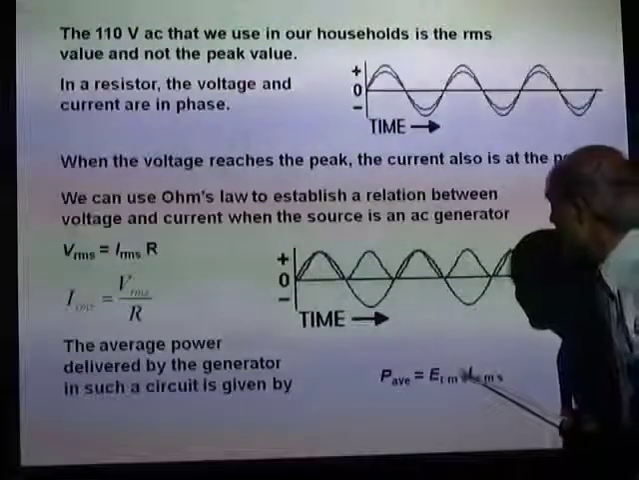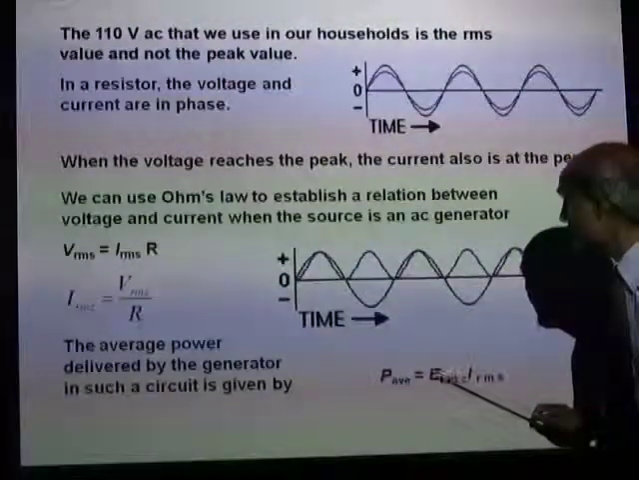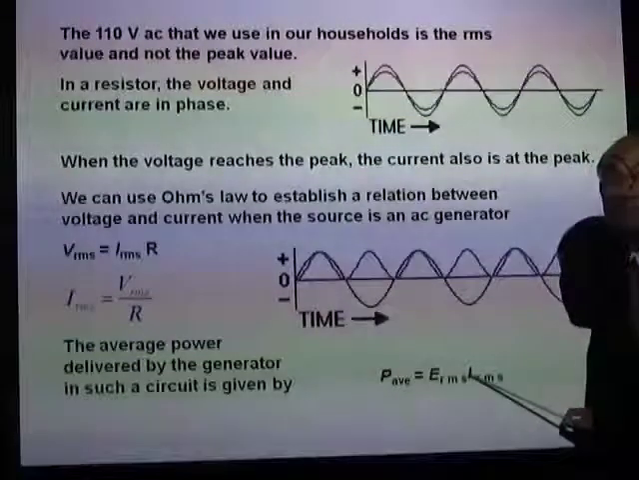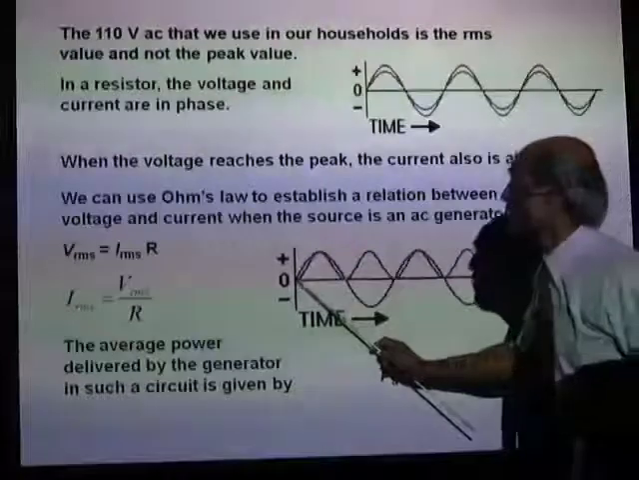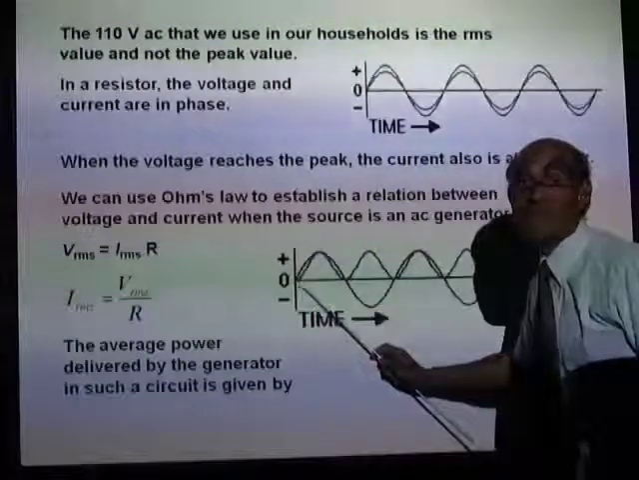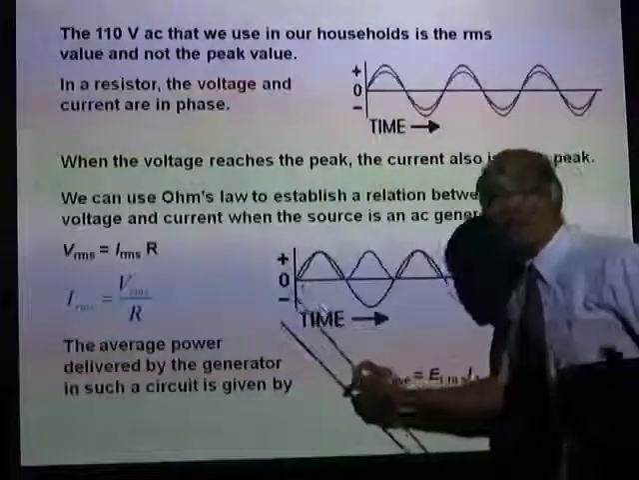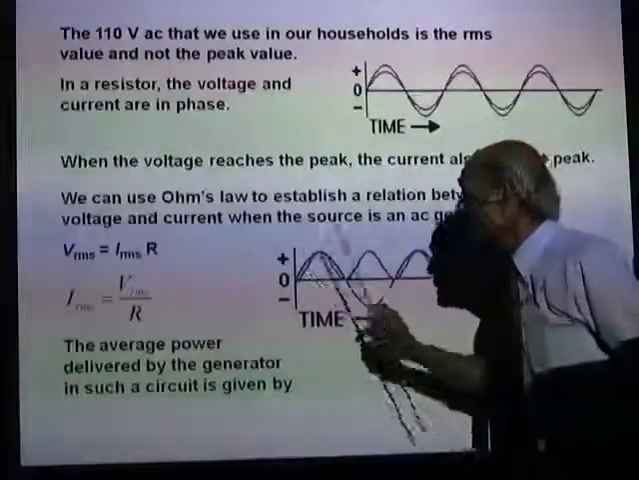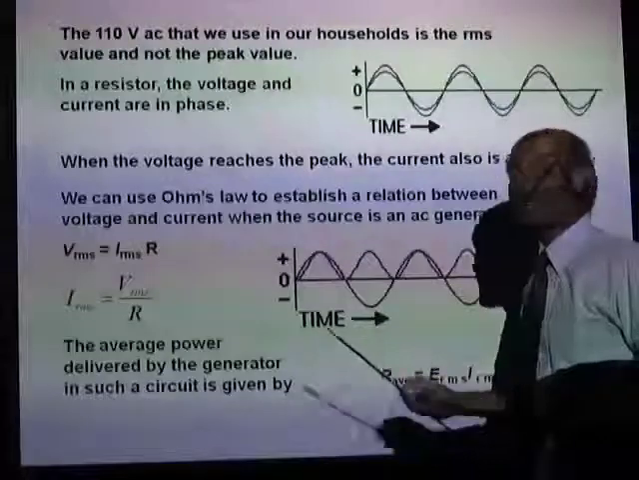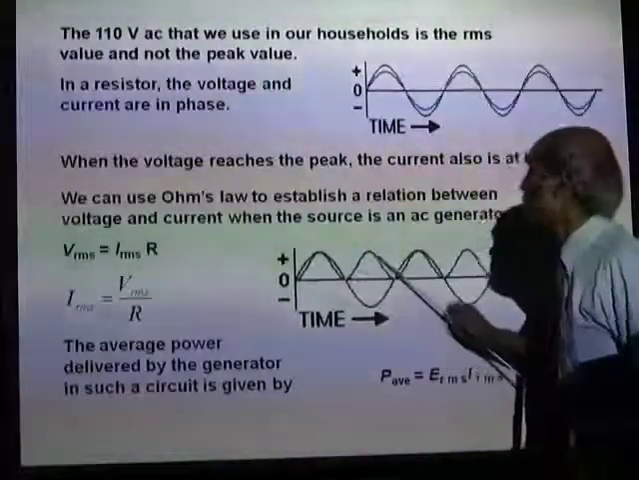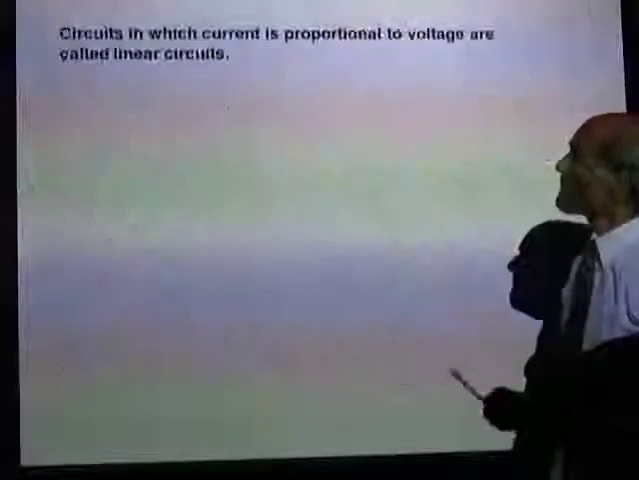Because E and I are in phase, when E is negative, I also is negative, so the product will be positive. So although I can be positive or negative, and E also can be positive or negative, the product, the power, will always be positive.